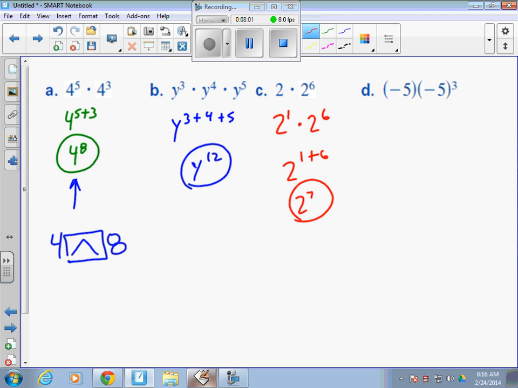And then that last one says negative 5 times negative 5 to the 3rd. Again, it'll look like this, negative 5 to the 1st times negative 5 to the 3rd. Exact same base, negative 5. So you have negative 5 to the 1 plus 3, or negative 5 to the 4th power.